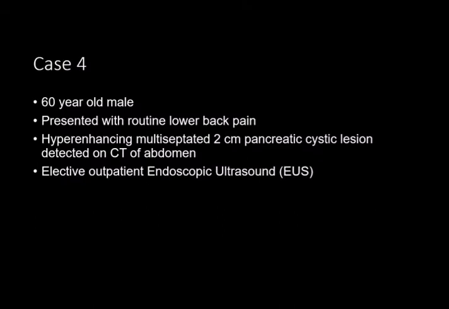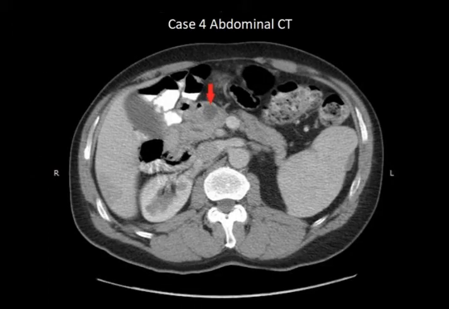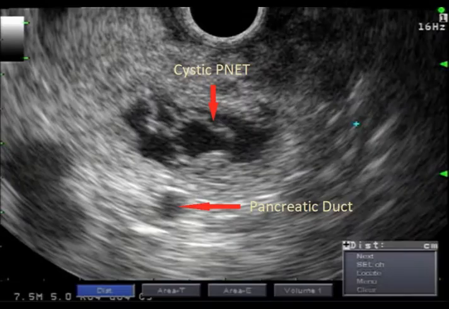The patient is a 60-year-old male who presented with routine lower back pain and was referred for a CT scan of the abdomen. The abdominal CT detected a 2 cm cyst in the neck of the pancreas, as demarcated by the red arrow. The patient was referred for EUS.